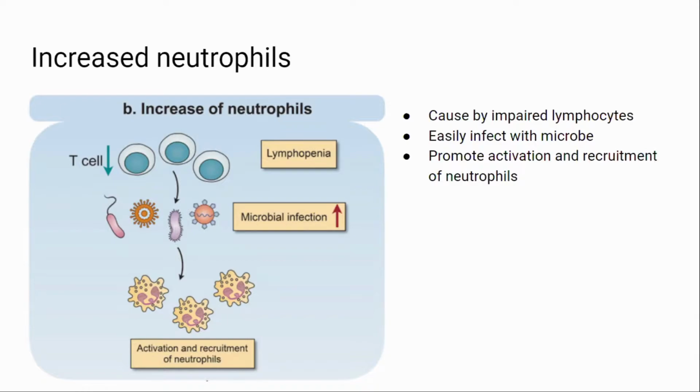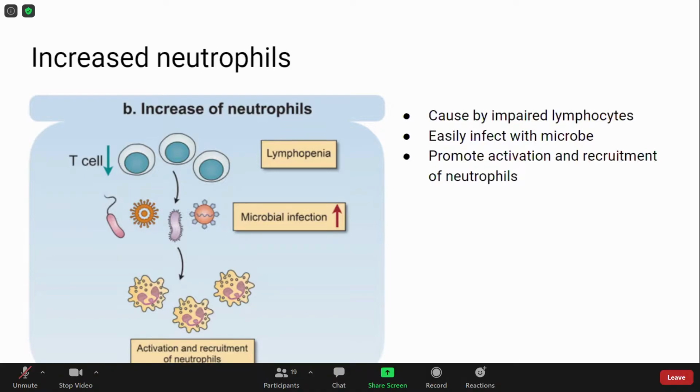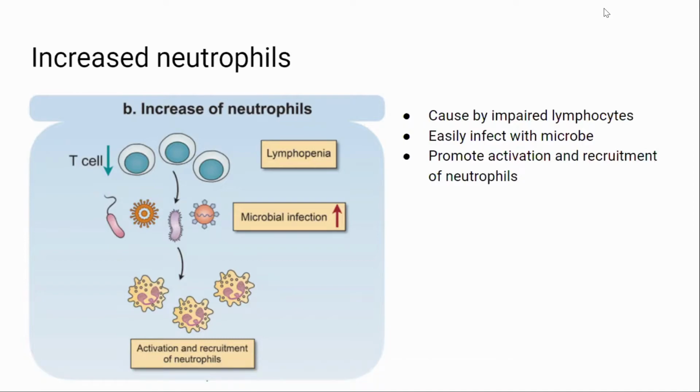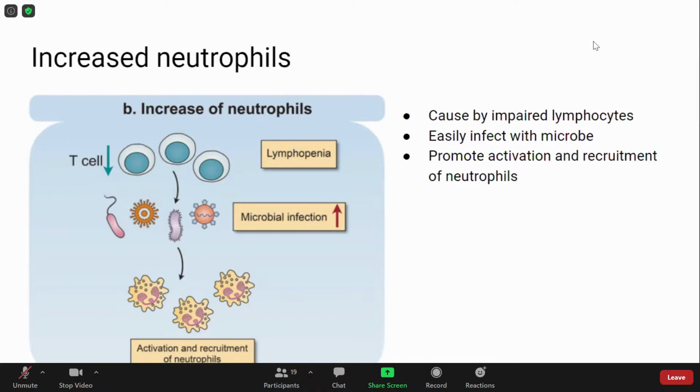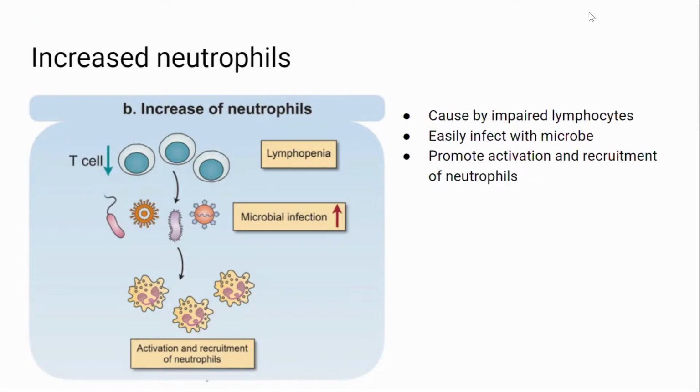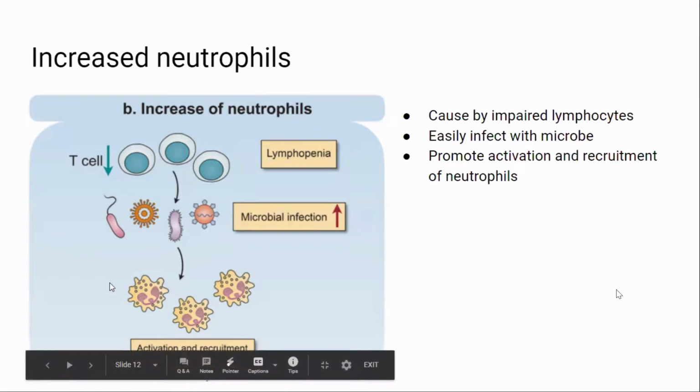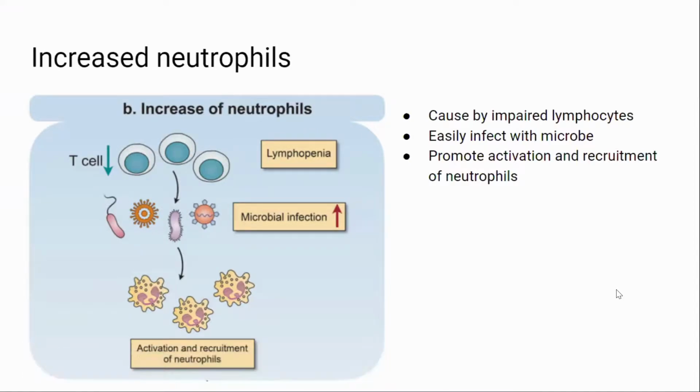And the third reason is that neutrophils are promoted, activated, and recruited, and our body recruits more neutrophils to clear up the infection. So these three are the reasons why COVID-19 patients have increased neutrophils, especially in severe patients.